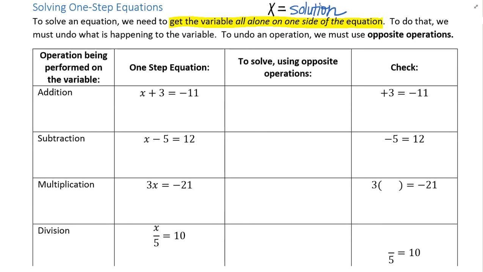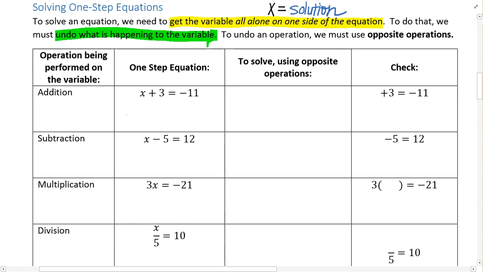So we're going to start very simple with one-step equations. One-step equations will help us remember what opposite operations we can use. To solve or to get the variable all alone, we must undo what is happening to the variable. And to undo them, we need to know what opposite operations would undo them.